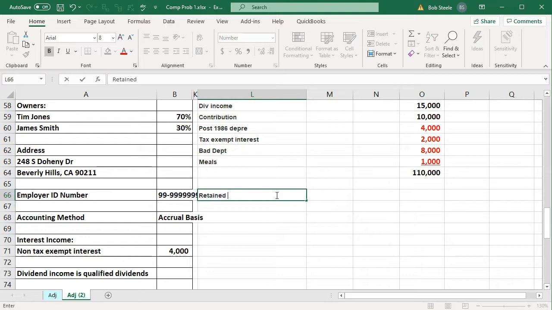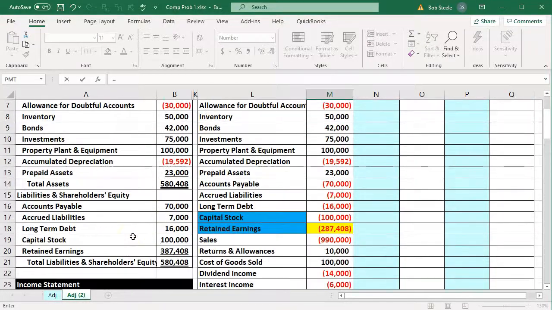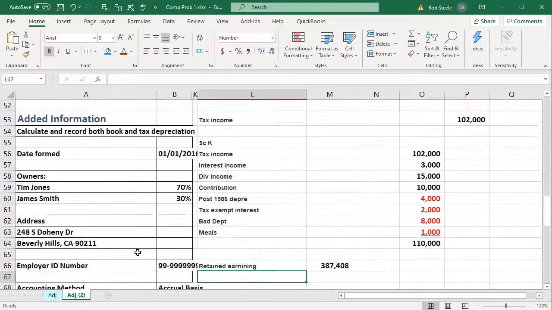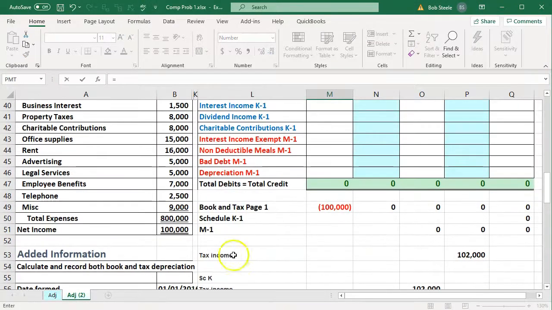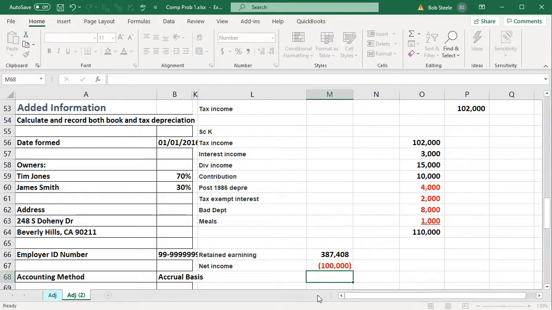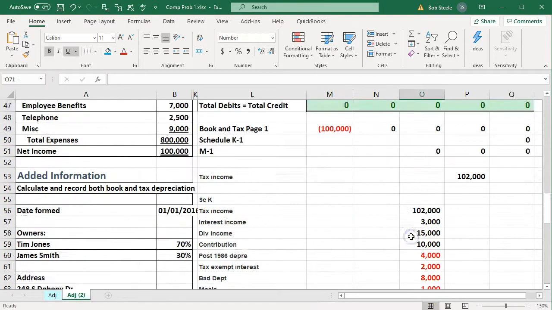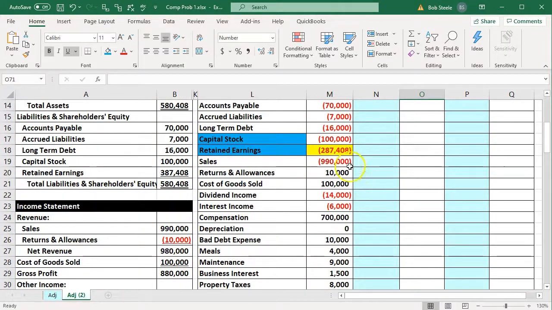We've got the retained earnings that are calculated here, which are, where's my retained earnings? Down here, the 387,408. Now that's including the net income. So net income's already rolled into that. So if I take net income out of it, then we see the net income was 100,000. So I'm basically going to remove 100,000, which should already be included in there. And that would take us down to 287,408, right? And is that what we have here?